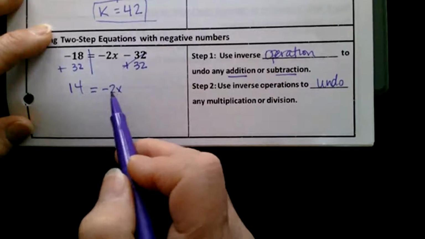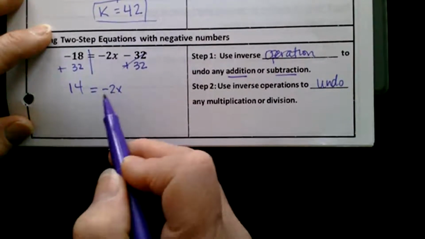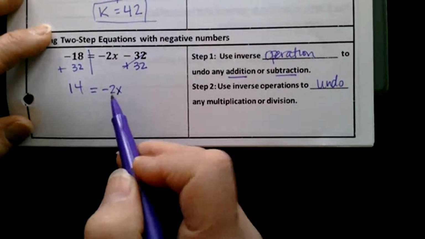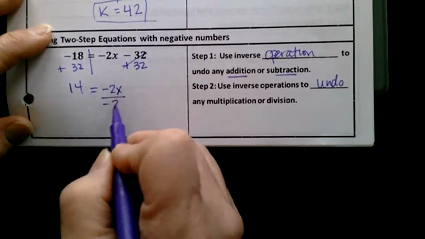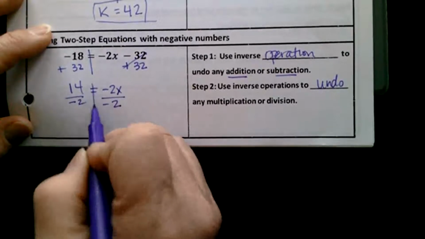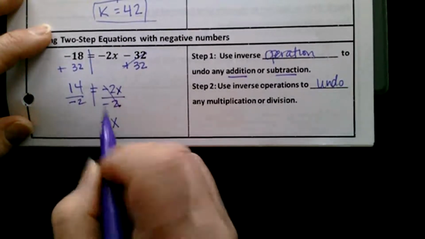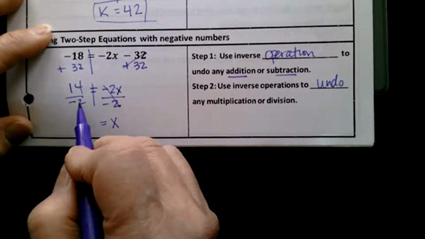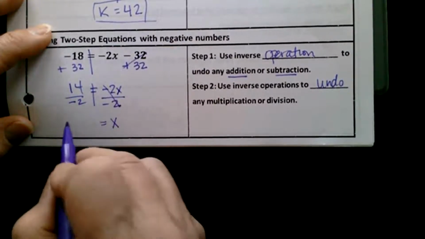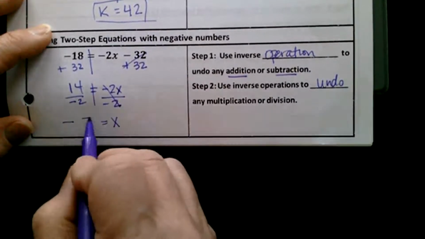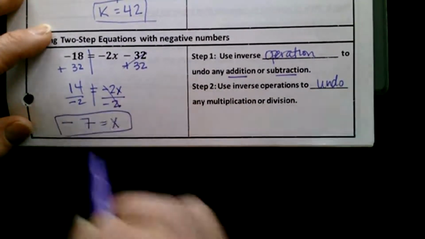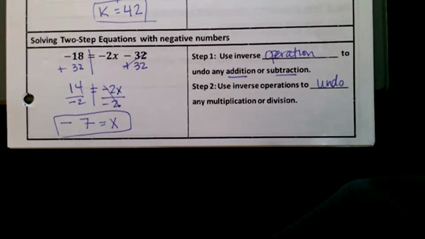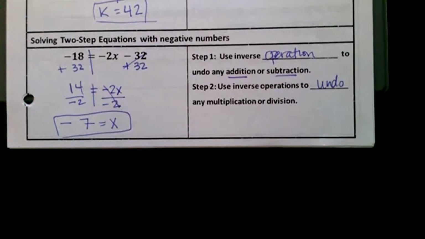Now I have the next step. I still have x times negative 2. If I'm multiplying here, then the inverse is dividing. So I'm going to divide by negative 2, divide by negative 2. Those will cancel. X equals 14, that's a positive 14 divided by negative 2. A positive divided by a negative is a negative. 14 divided by 2 is 7. So in this case, x is negative 7. The last thing we're going to do in this lesson is go back to what we were doing in 6.3.